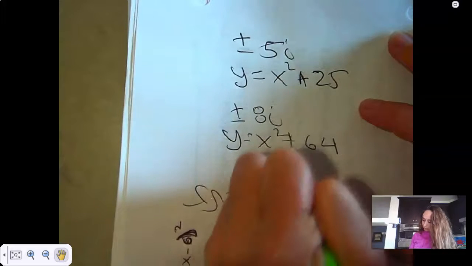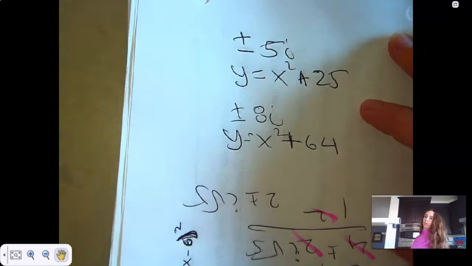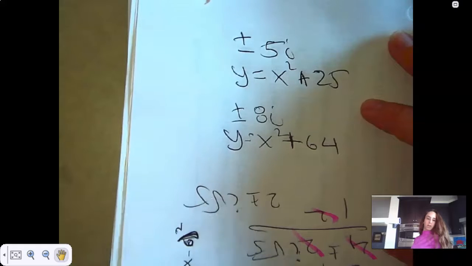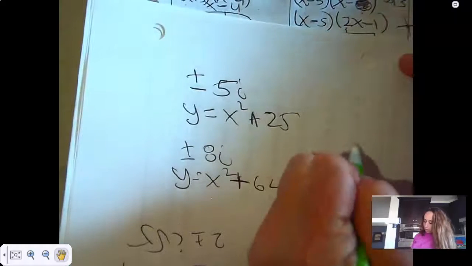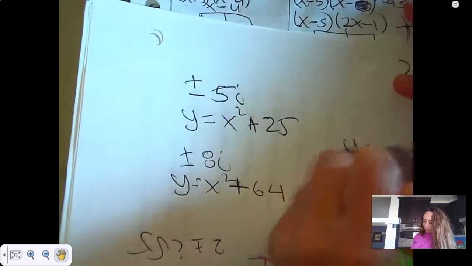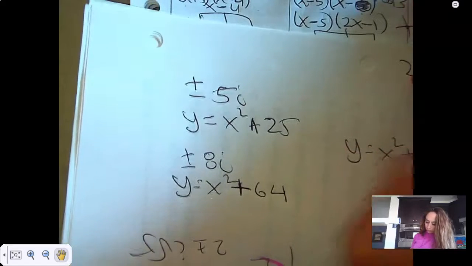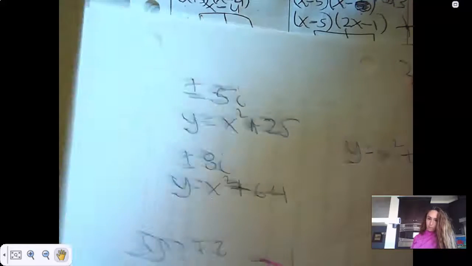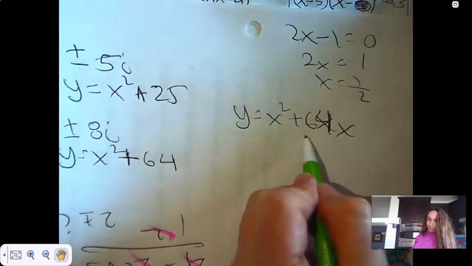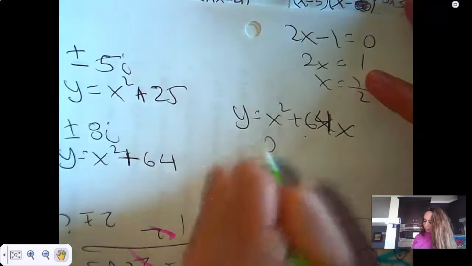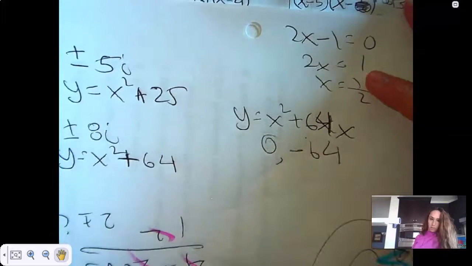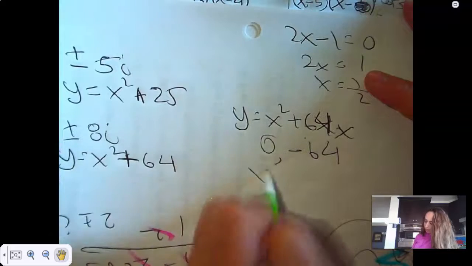Well, you can't take the square root. There's no sum of squares. There's only difference of squares. So that'd be x squared plus 64. And some of you go, okay, I get it. Okay. Well, what if you had y equals x squared plus 64x? What's that going to be? That's going to be 0 and negative 64. Because what do they have the same? They have an x.